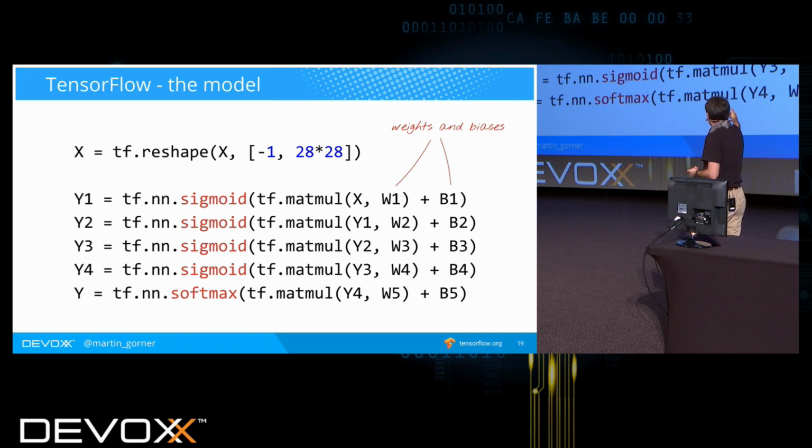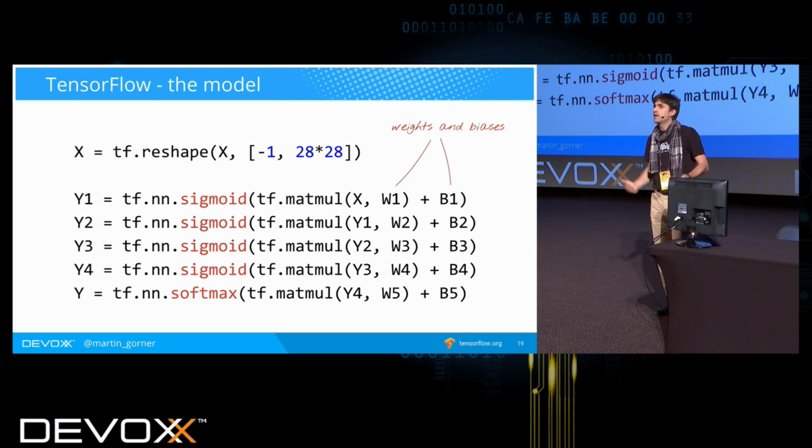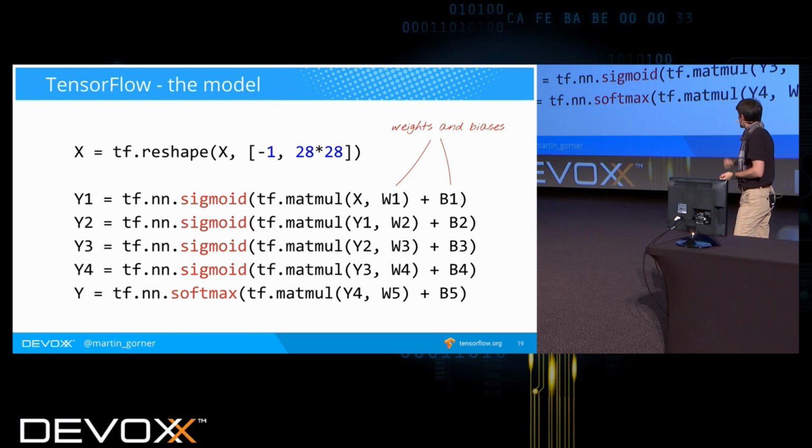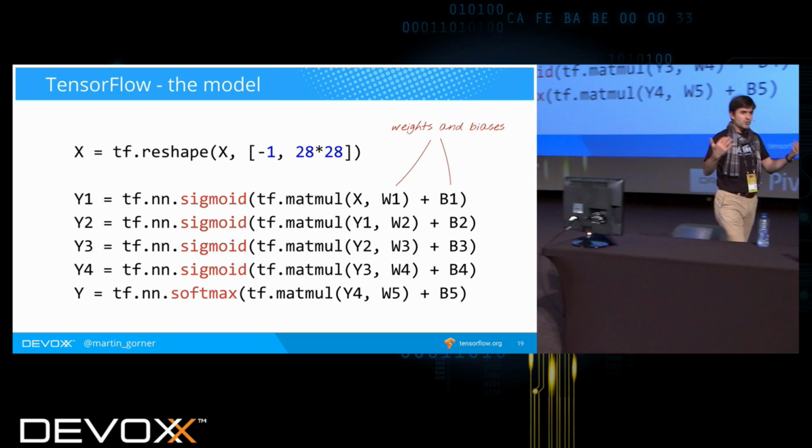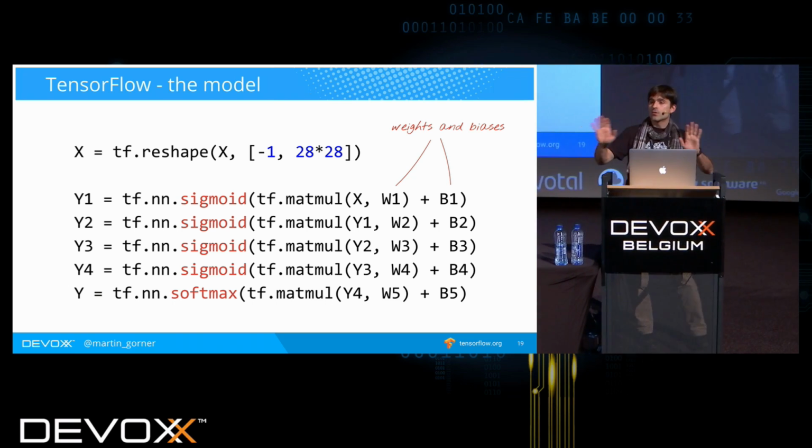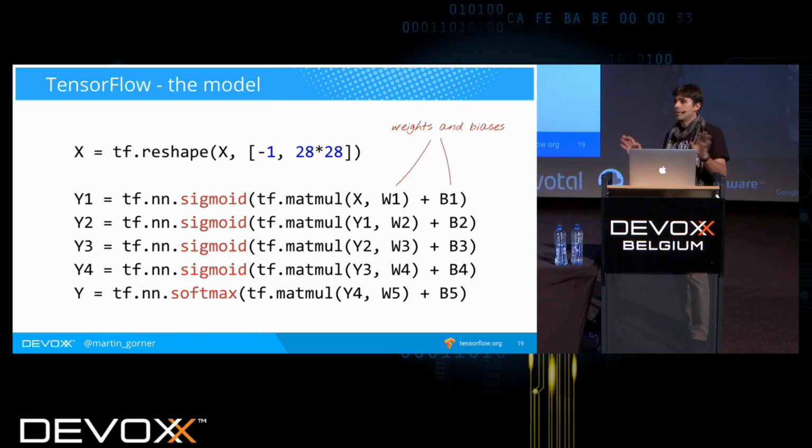Until the last line, which has only 10 neurons, because we still have only 10 categories to recognize, and uses this softmax activation function to produce probabilities. That is all that I have changed in my model.